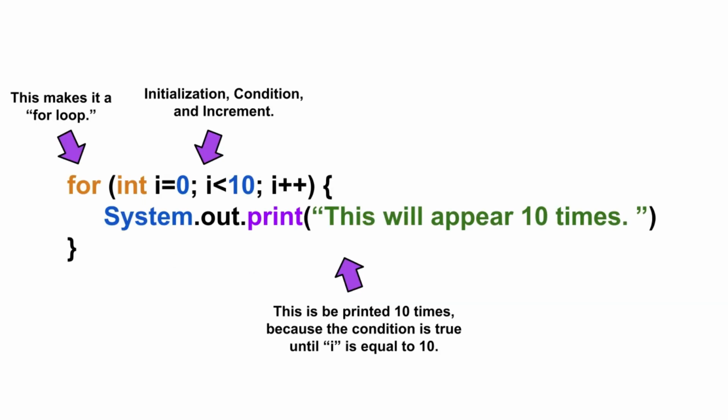To write a loop, first write the for keyword. Then write a set of parentheses after writing the for keyword. There are three arguments we put in the parentheses. First is initialization, then is condition, and third is increment. In Java, when writing a for loop, we need a counter to keep track.